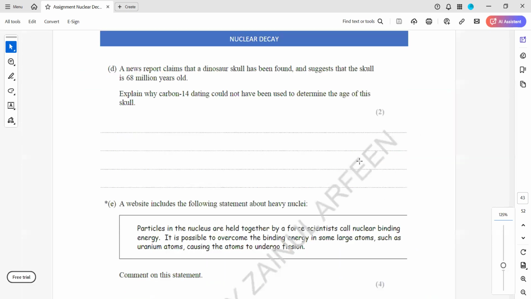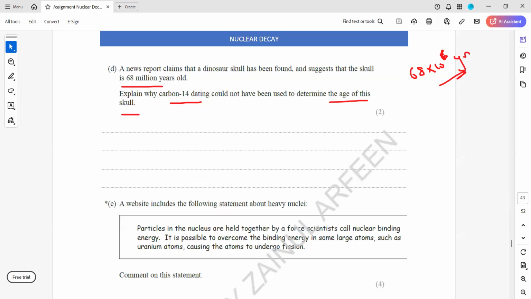New reports claim that the dinosaur skull has been found and suggest that the skull is 68 million years old. Like this is 68 times 10 to the power 6, I mean, million years. Explain why carbon dating could not have been used to determine the age of this skull. So why can we not use carbon dating?